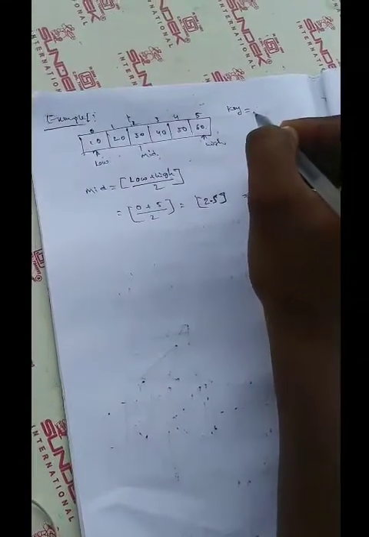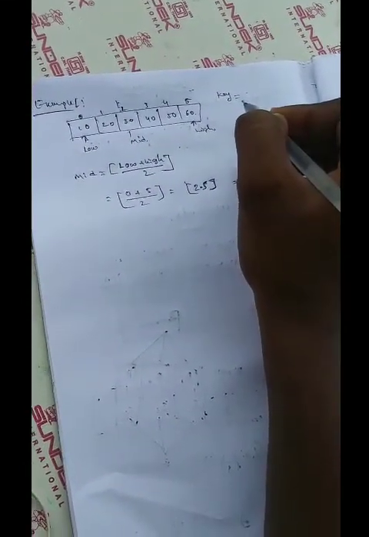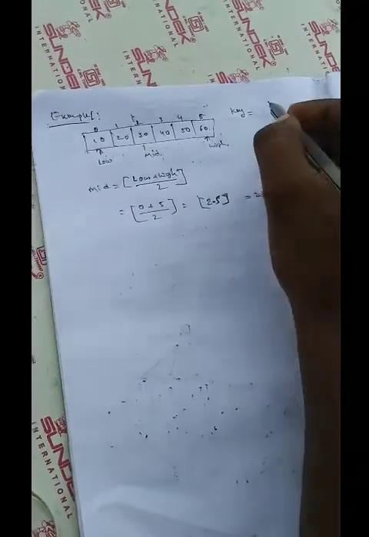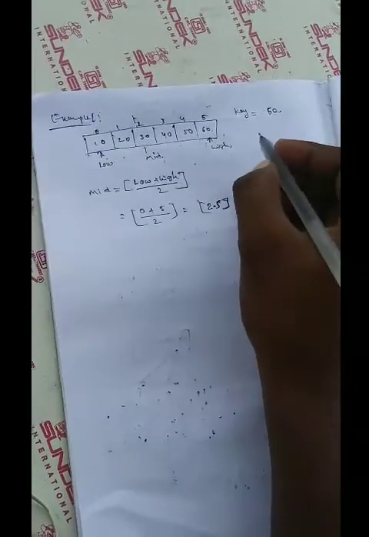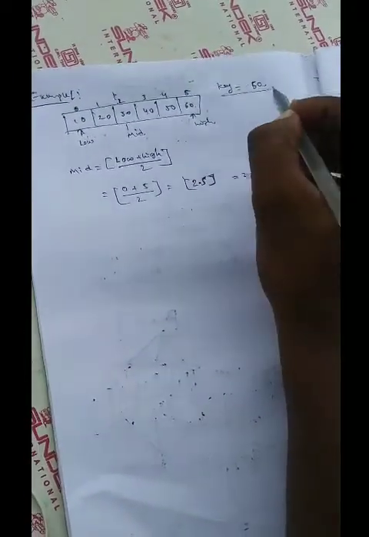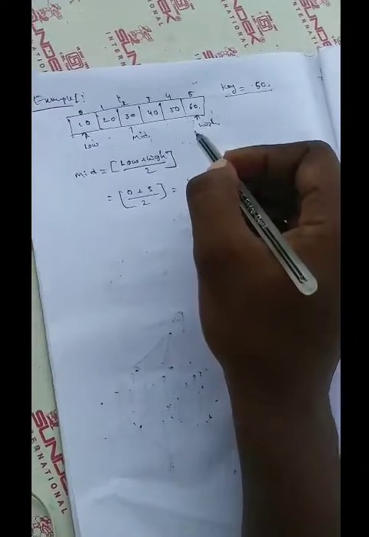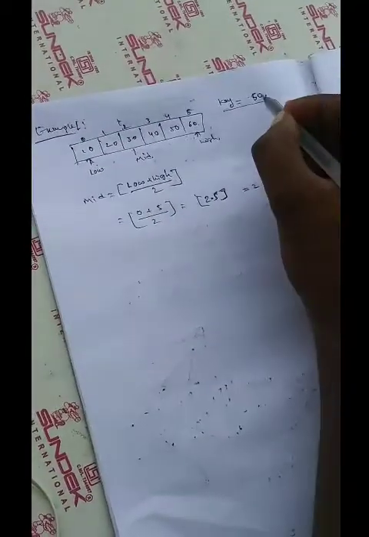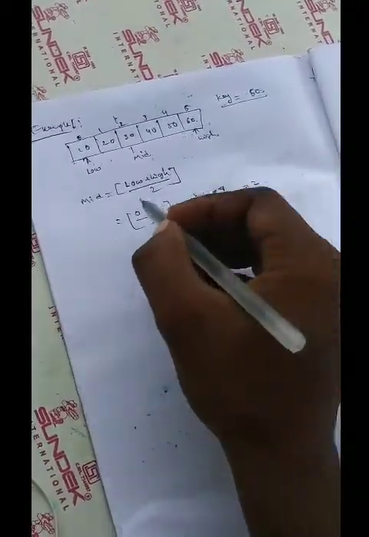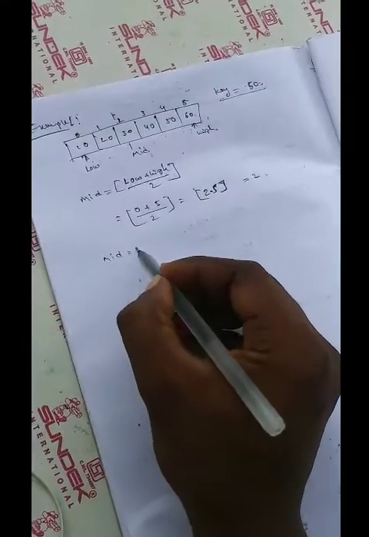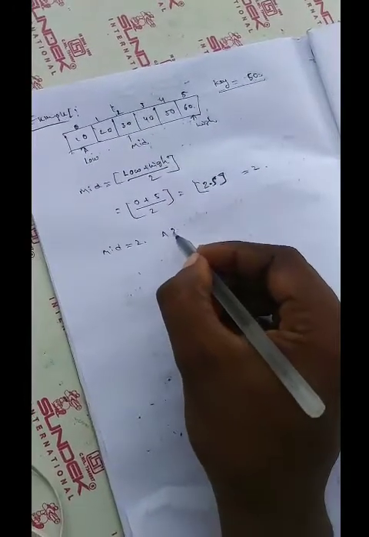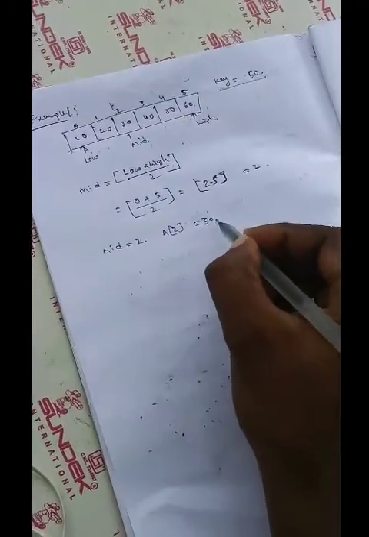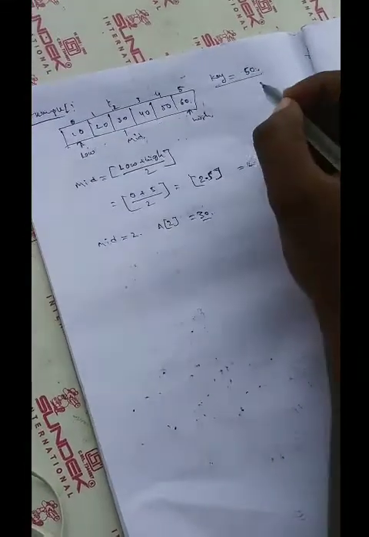And we have to know the key. First of all, we have to know the key that we want to search in the given array. The key will be 50, so we have to search for 50 in the given array. Consider key is 50 and the middle index is 2. A of 2 will be 30. The middle element is 30 and the key value is 50.